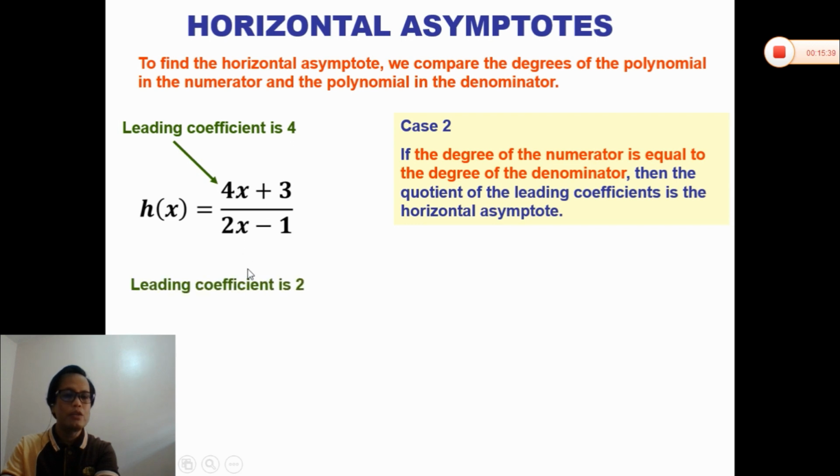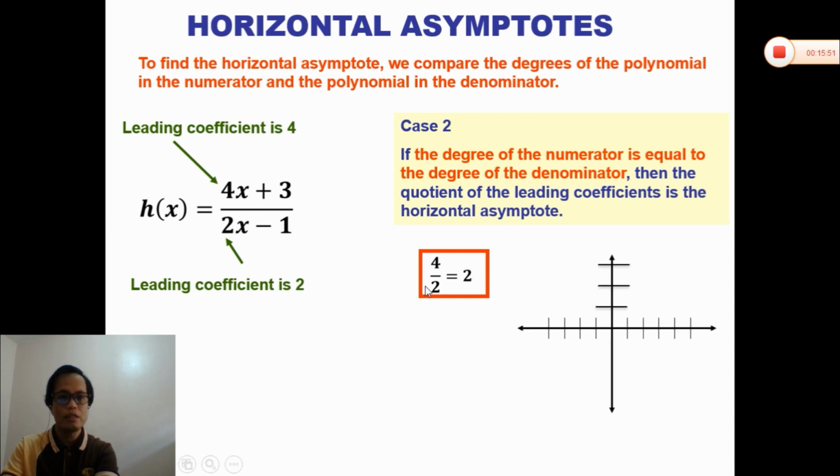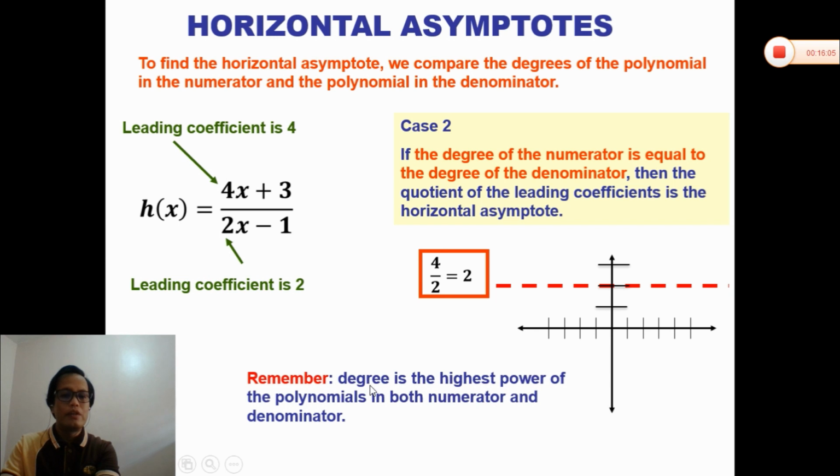While in the denominator, our leading coefficient is 2. So when we find the quotient of 4 divided by 2, that gives us 2. Therefore, our horizontal asymptote for this function is found on this line here, y equals 2. So this is our horizontal asymptote for this specific function. Again, remember that the degree is the highest power of the polynomials in both the numerator and denominator.